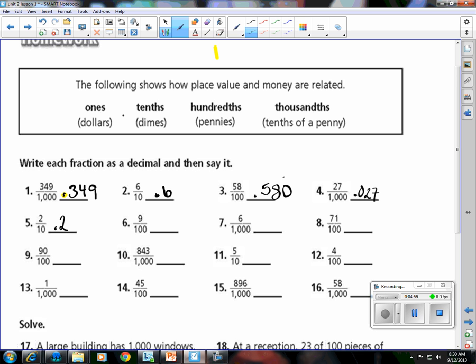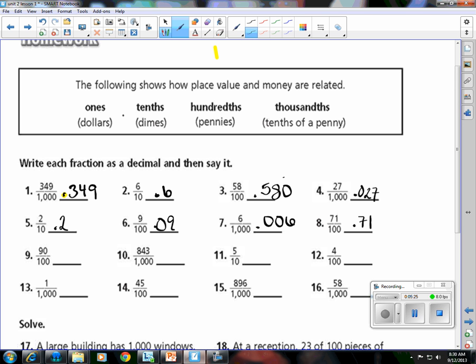2 tenths, right? This is a totally different number on 5 than we had on 4. 9 hundredths. Okay, it has to be in the hundredths place value. That means I need a 0 in my tenths place value, and my 9 goes in my hundredths. Okay, 6 thousandths. So I know I've got double zeros because I got to get to my thousandths place value and put my 6. 71 hundredths.